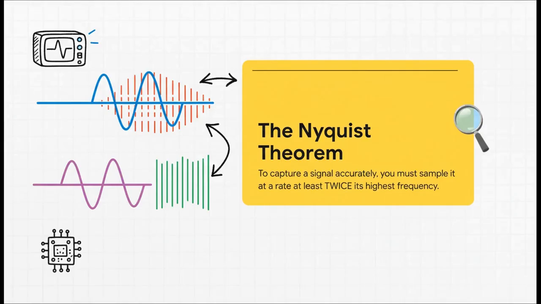Now, this isn't just a good idea, it's basically a law of physics for digital signals. It's called the Nyquist theorem. It is the golden rule. To avoid aliasing and get an accurate picture of your signal, your sampling rate has to be, at a bare minimum, double the highest frequency you expect to measure. And honestly, in practice, most engineers will sample 5, even 10 times faster, just to be absolutely safe.